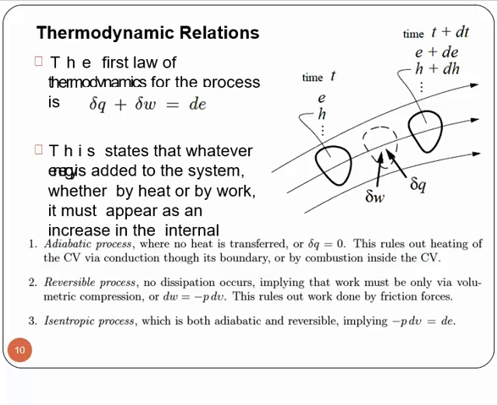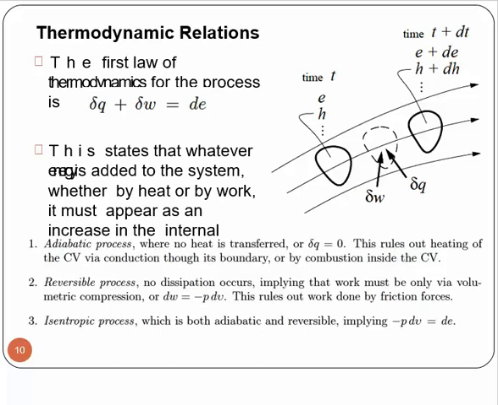The adiabatic process, where no heat is transferred, or change of heat is equal to zero, rules out heating the CV via conduction through its boundary or combustion inside the CV. In a reversible process, no dissipation occurs, which implies that work is done only via volumetric compression, or dW is equal to minus PdV. This rules out work done by the friction force.